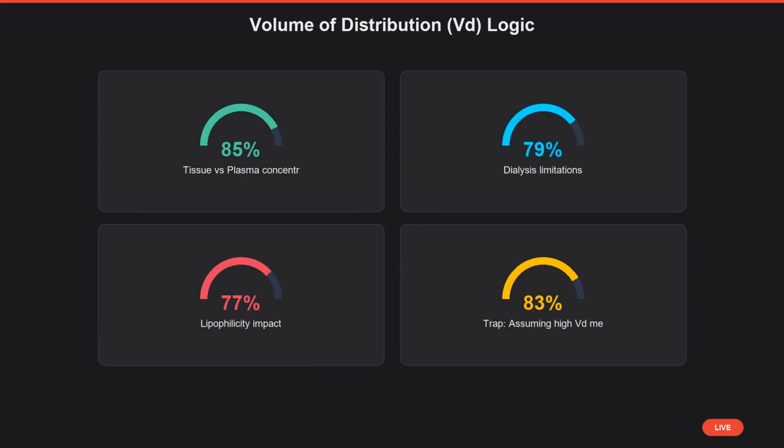When you see a question about VD, the examiner is checking if you understand where the drug hides. They'll give you a scenario with a highly lipophilic drug and ask about its half-life. If the VD is huge, the drug is tucked away in the fat tissues, not the blood. Why does this matter? Because you can't dialyze a drug that isn't in the blood. The trap is thinking a high VD means more drug available, when it actually means more drug is hiding. While we're on this, quick context, remember that neonates have way more body water, which completely flips the VD for water-soluble drugs. Keep that in your back pocket for the pediatric questions.